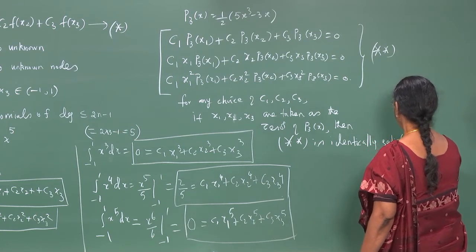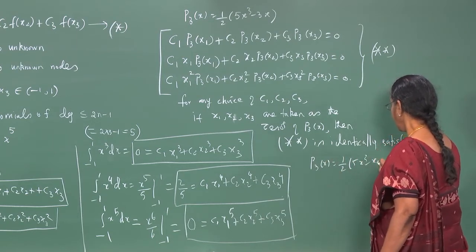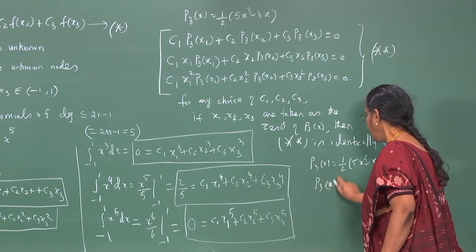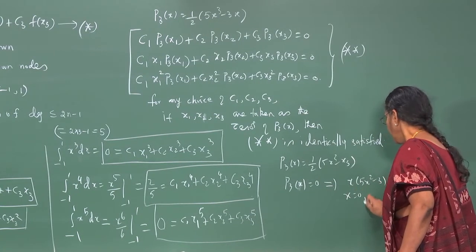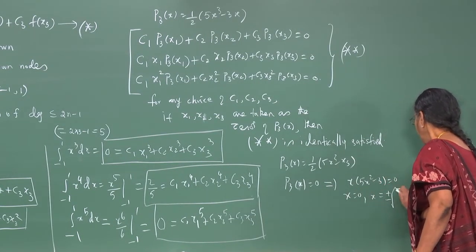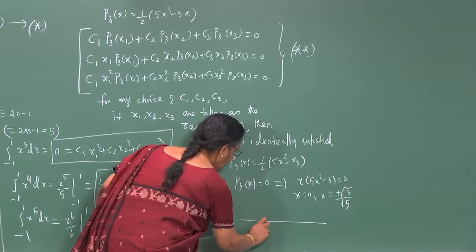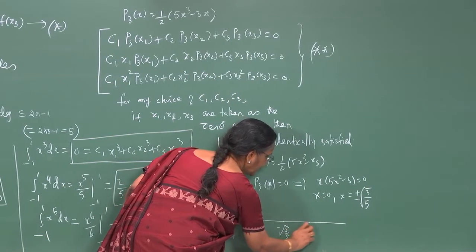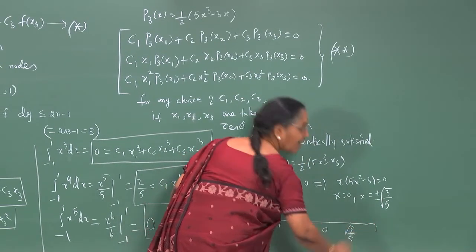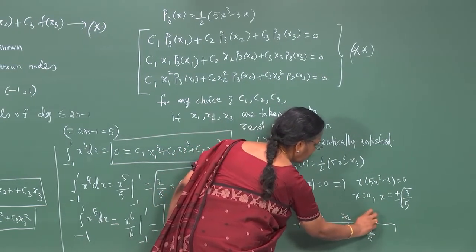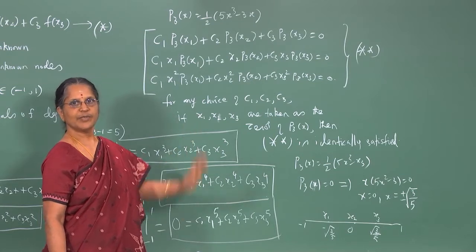So, let us see what are the zeros of P3 of x. We know that P3 of x is equal to half of 5x cube minus 3x. So, the zeros of P3 of x are given by x into 5x square minus 3 equal to 0. So, x is equal to 0 and x is equal to plus or minus root of 3 by 5. So, we have 3 zeros, namely minus root of 3 by 5, 0 and plus root of 3 by 5, and they lie within the interval minus 1 to 1. So, I take this as x1, this as x2 and this as x3, and I am able to satisfy these equations identically for any choice of C1, C2, C3.